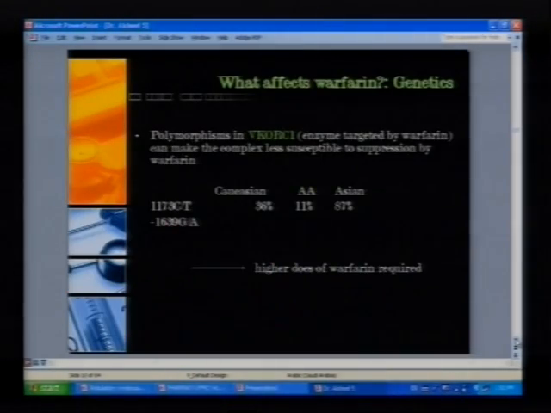So the question, what affects warfarin? The genetics. With VKORC, it's the reverse. These patients usually require a high dose of warfarin. And some patients we have been following in our clinic are on like 30 milligrams.